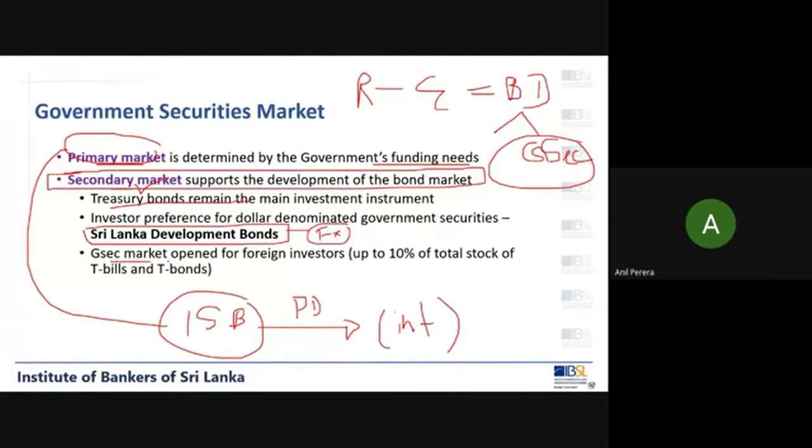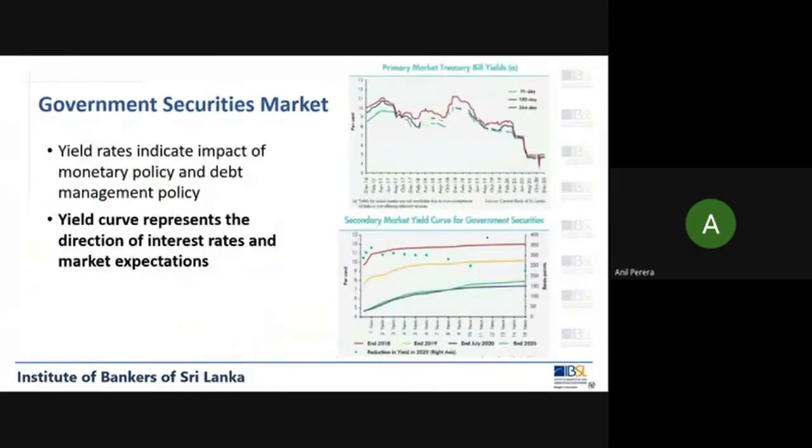Our government securities market is open for foreign investors. Earlier it was closed. Now I think during the last 10 years it was open for foreigners. So foreigners can come and invest in the government securities market in Sri Lanka up to 5% actually. Now this is changed to 5%. Right? Foreigners can purchase 5% of the total stock of T-bills and T-bonds. That is facilitated in Sri Lanka.